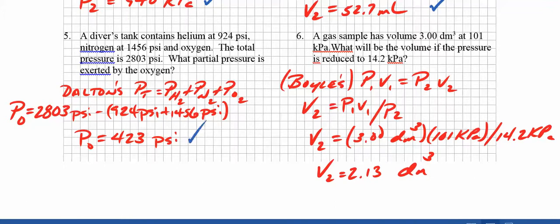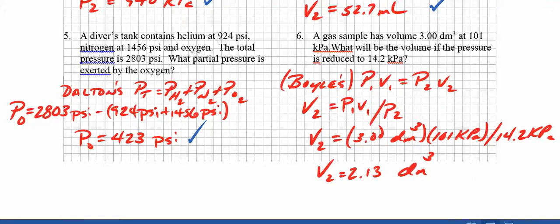Let's go to the 6th and final question. It says a gas sample has a volume of 3.00 cubic decimeters at 101 kilopascals. What will be the volume if the pressure is reduced to 14.2 kilopascals? Well, no mention is made of a temperature change, so we're going to stick with Boyle's Law on this one. It's P1 V1 is equal to P2 V2. So remember, it's an inverse relationship. As pressure increases, volume decreases.